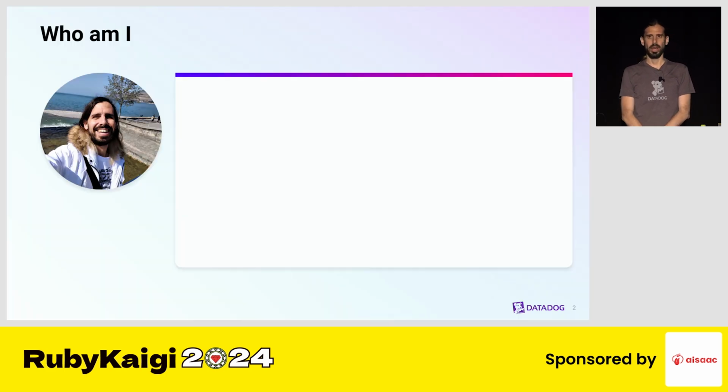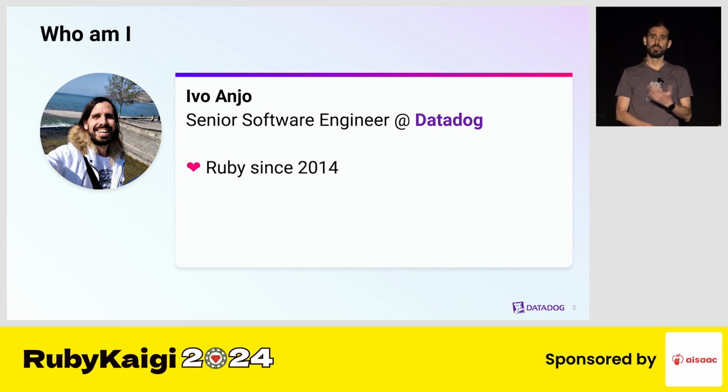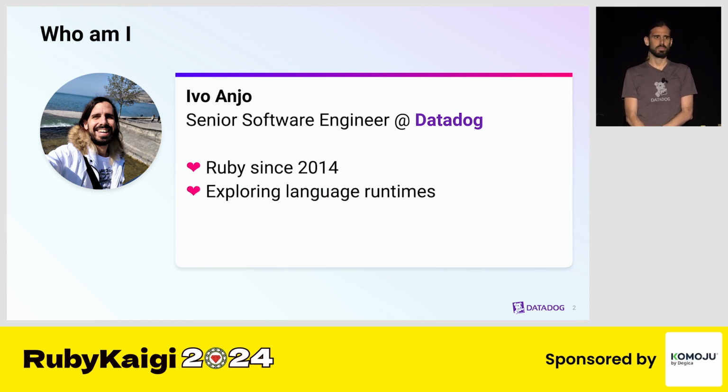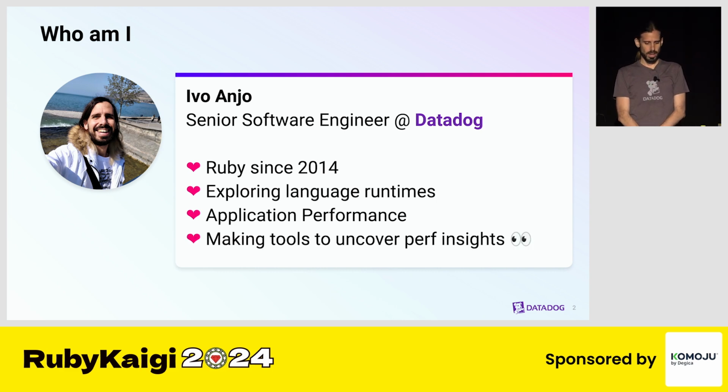So, who am I? My name is Anjo, and I currently work as a senior software engineer at Datadog. I've been a really big fan of Ruby since 2014 when I started to use it professionally. And I'm also a big fan of exploring language runtimes, the Ruby VM, the JVM, JRuby, etc. I also really like to spend time thinking about application performance and how we can make it better and also easier to do. And that's how I ended up working on making tools to uncover better performance insights.